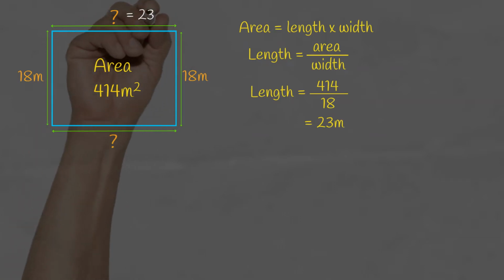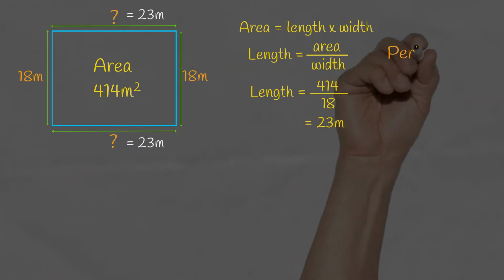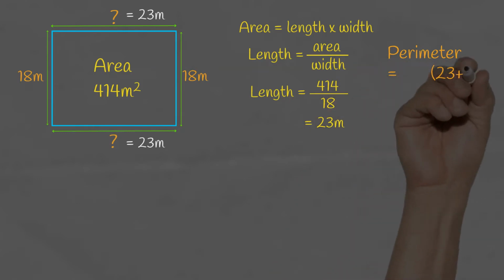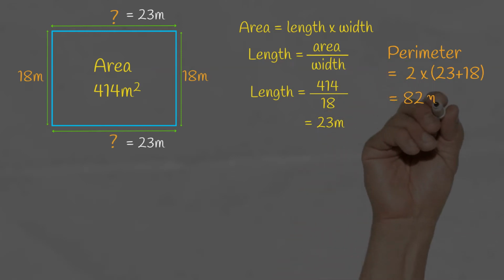So now we've worked out the length of the rectangle, we can also work out the perimeter because the perimeter is the sum of all the sides. And because two of the sides are 23 meters and two of the sides are 18 meters, we can add 23 and 18 together and times it by 2 to get the perimeter. So the answer is 82 meters.